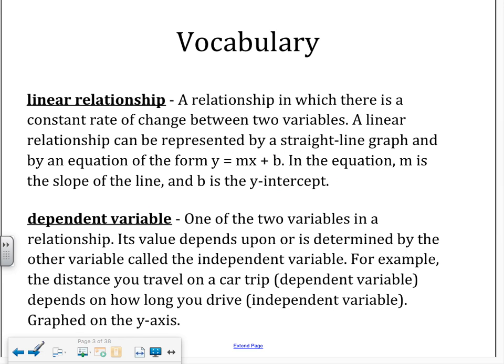So I threw the vocabulary words on here. I'm not going to go through and read all of them to you. You can pause and look, but these vocabulary words you should know for this test.